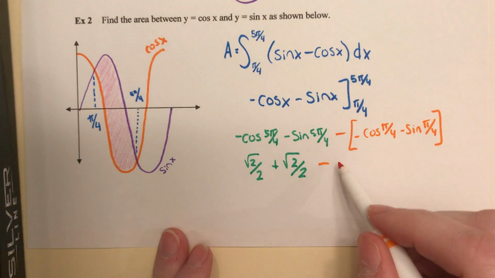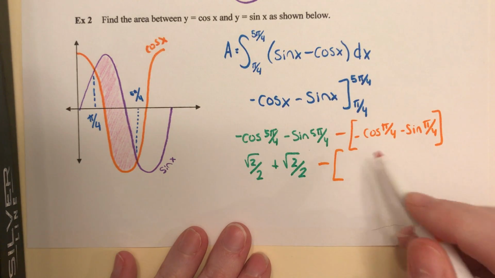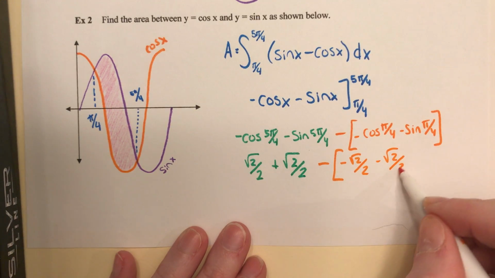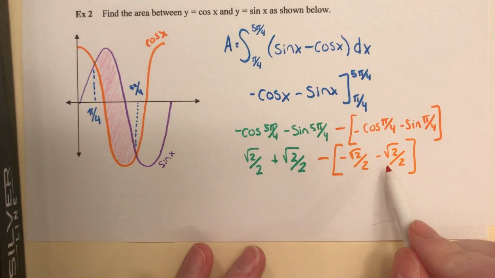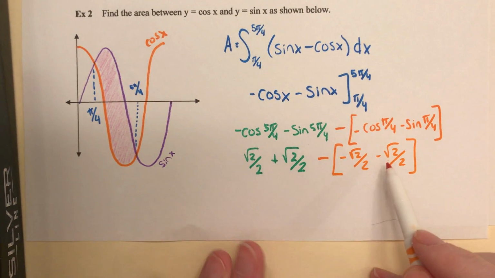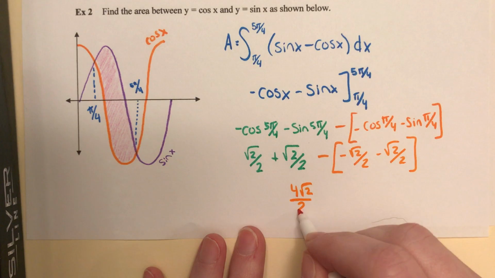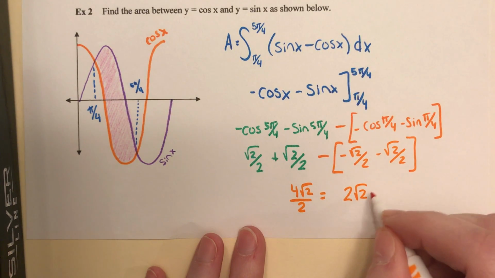minus, okay, both of these are root 2 over 2. So that would make that negative root 2 over 2, negative root 2 over 2, which now makes them all plus. So I have 4 root 2 over 2's, which simplifies to 2 root 2.